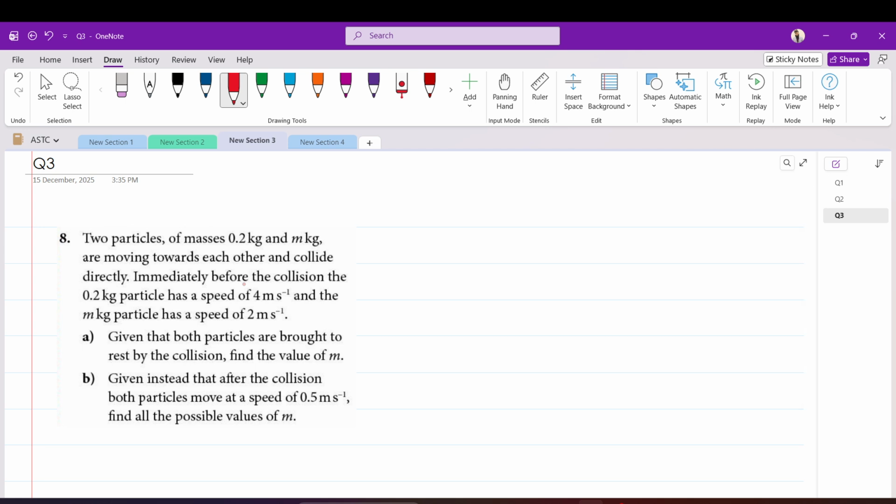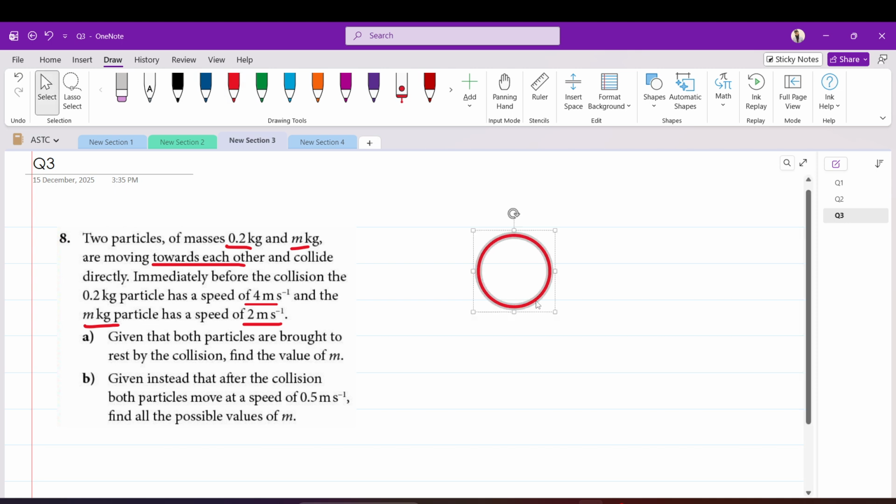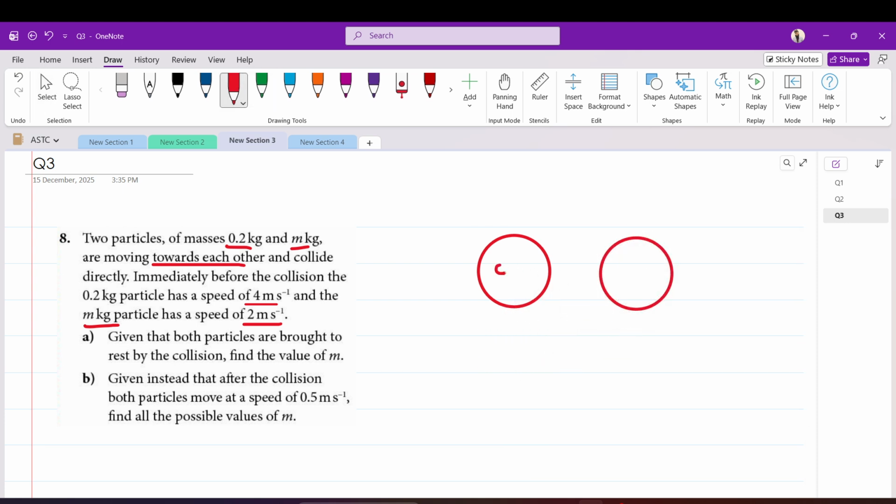Two particles of masses 0.2 kg and m kg are moving towards each other and collide directly. Immediately before the collision, the 0.2 kg particle has a speed of 4 meters per second and the m kg particle has a speed of 2 meters per second. Okay, so let me draw this out first. Okay, so this one is 0.2 kg and this is m kg.